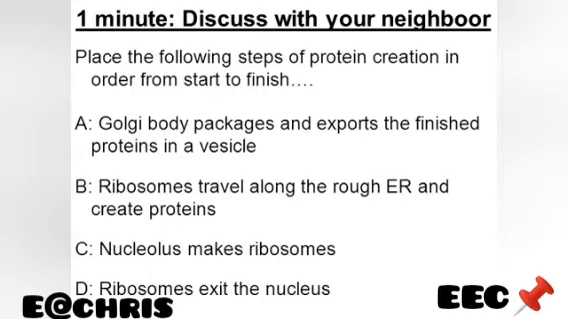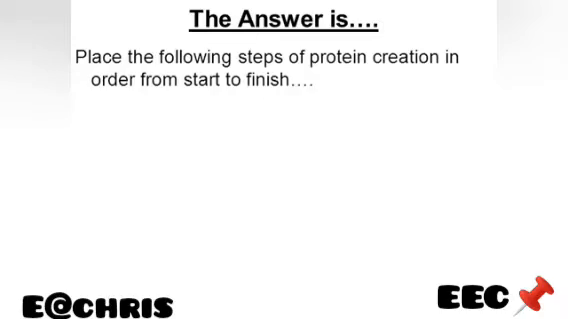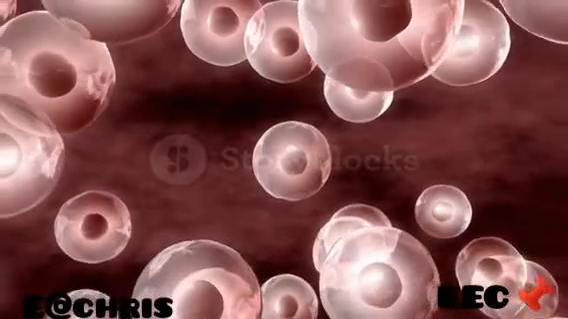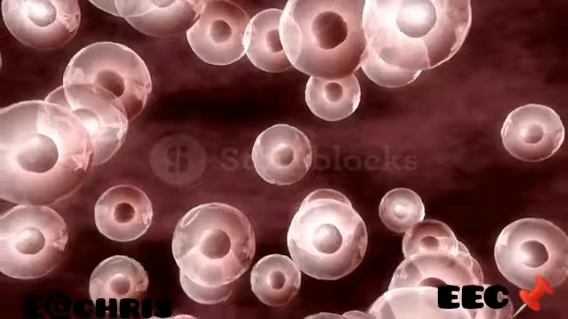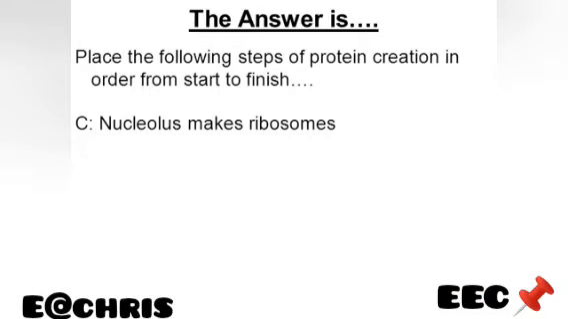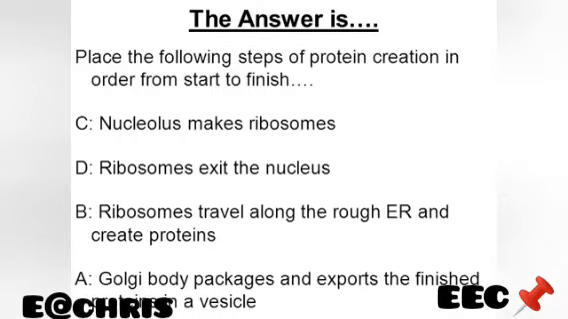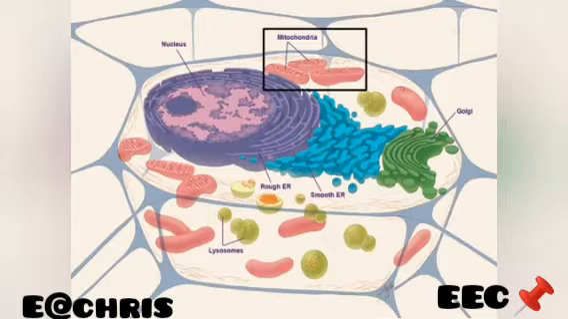So place the following steps of protein creation in order from start to finish. A, the Golgi bodies package and export the finished protein. You have to make sure of the process through which the protein is made. The first, you have to know that the nucleus makes ribosomes. The second, the ribosome exits the nucleus. The third, the ribosome travels along the rough endoplasmic reticulum and creates protein. After the protein is created by the ribosome, the Golgi bodies package and export the finished proteins through vacuoles.